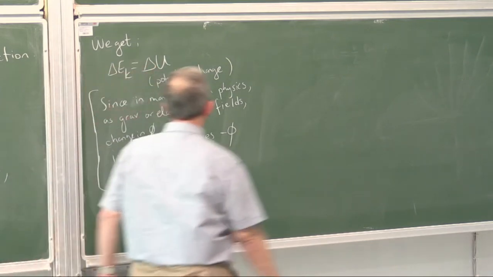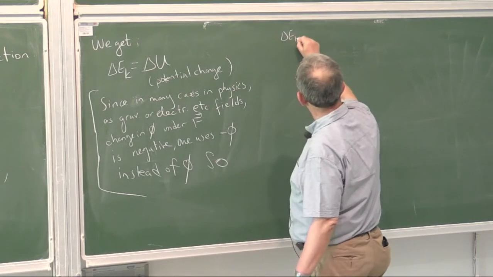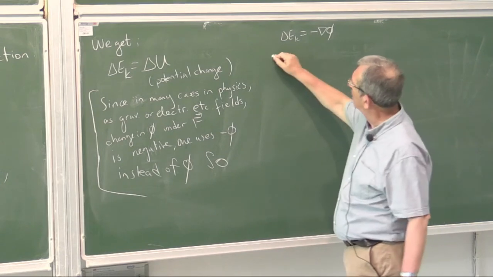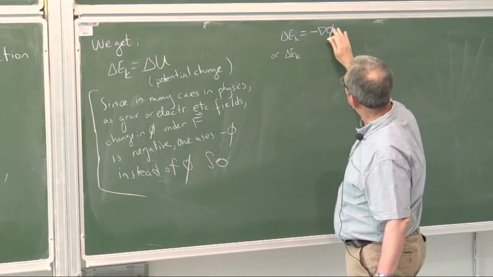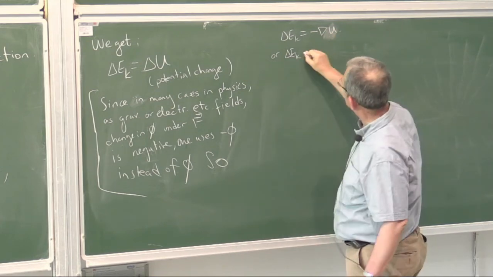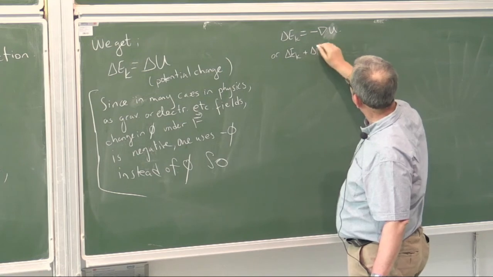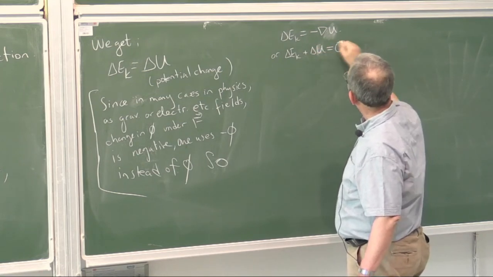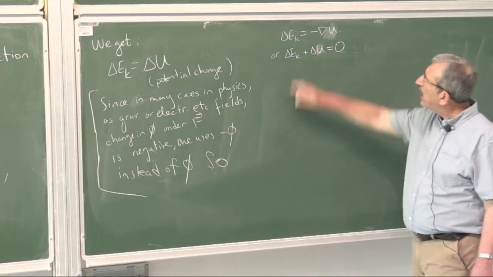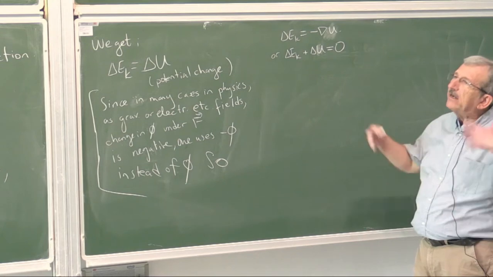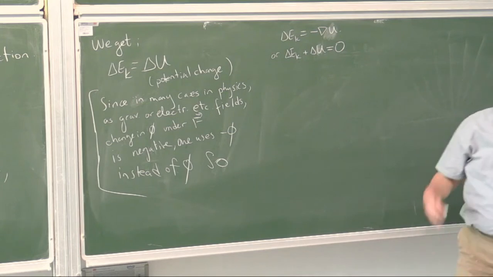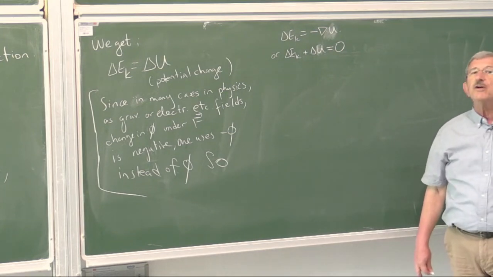So one gets delta Ek is minus delta phi, or delta Ek, let me use U because that's my potential energy, plus delta U is 0. Now, what's the meaning of this physically? Well, the change in kinetic energy, that is gain in kinetic energy, plus the loss in potential energy is always 0.